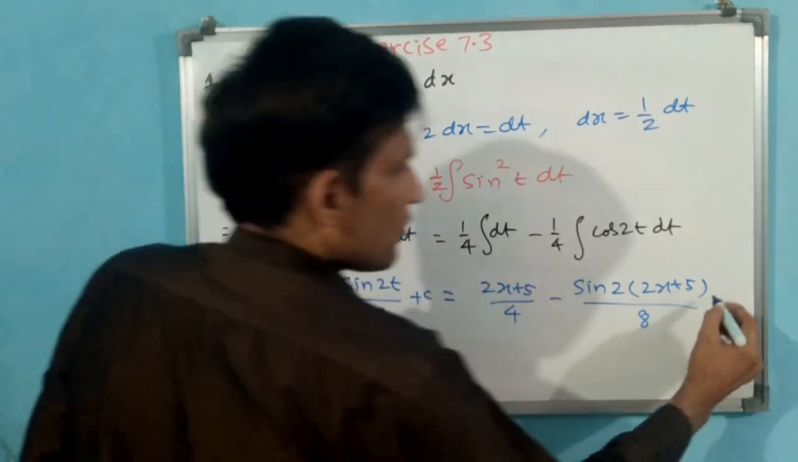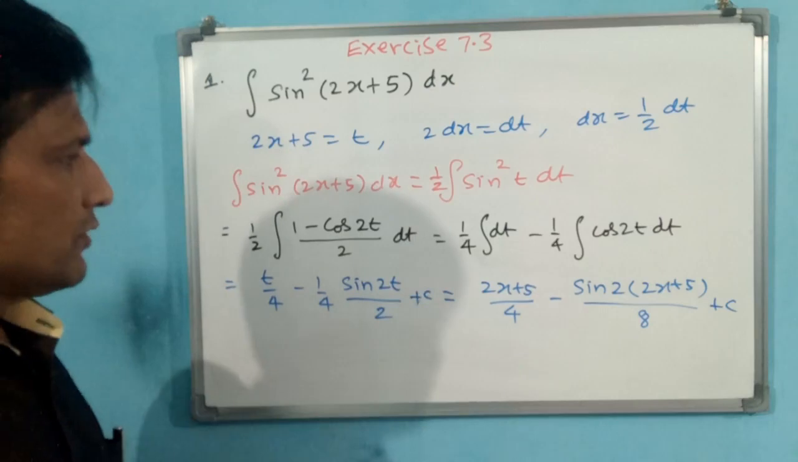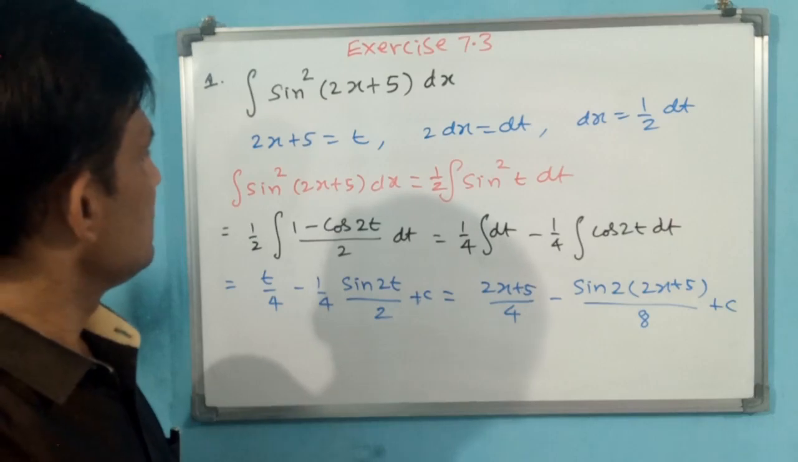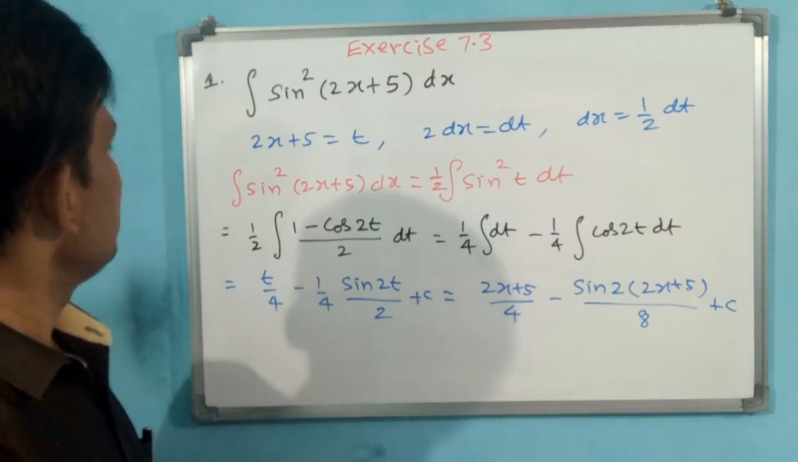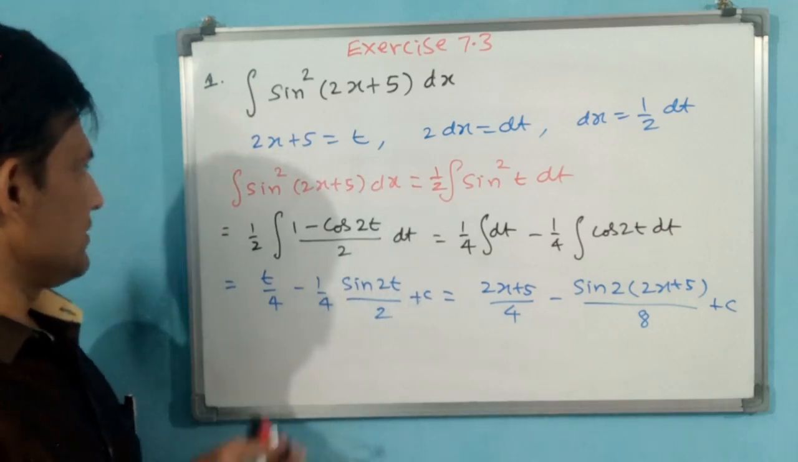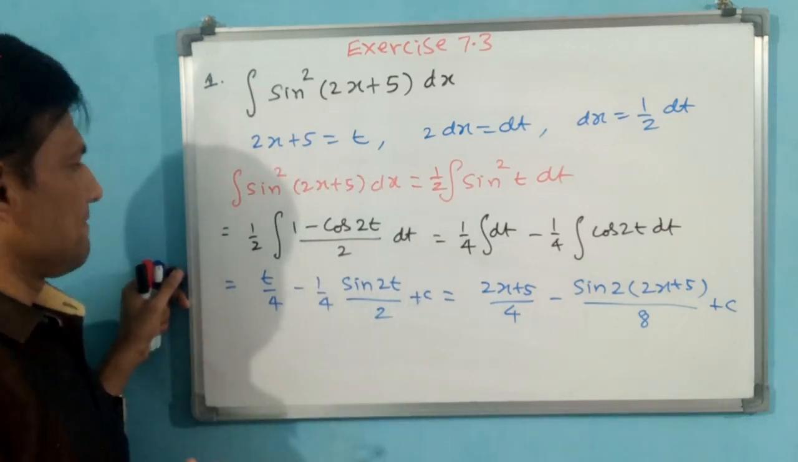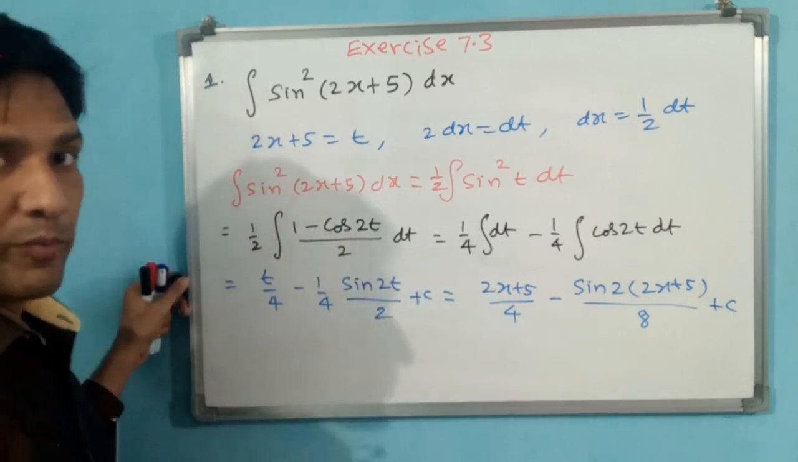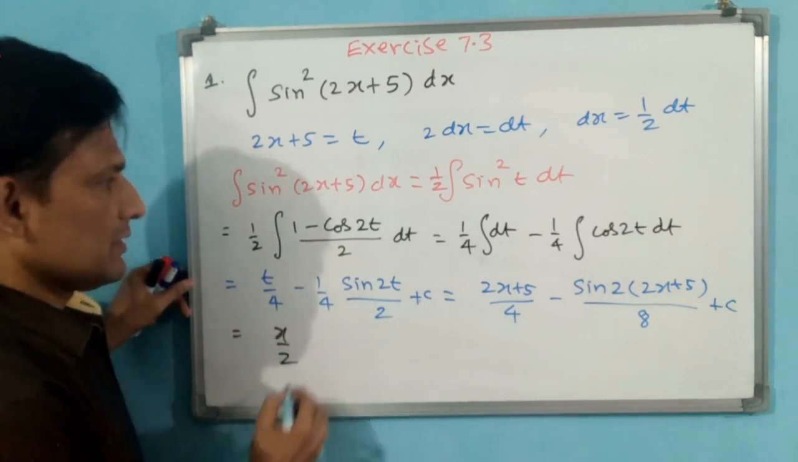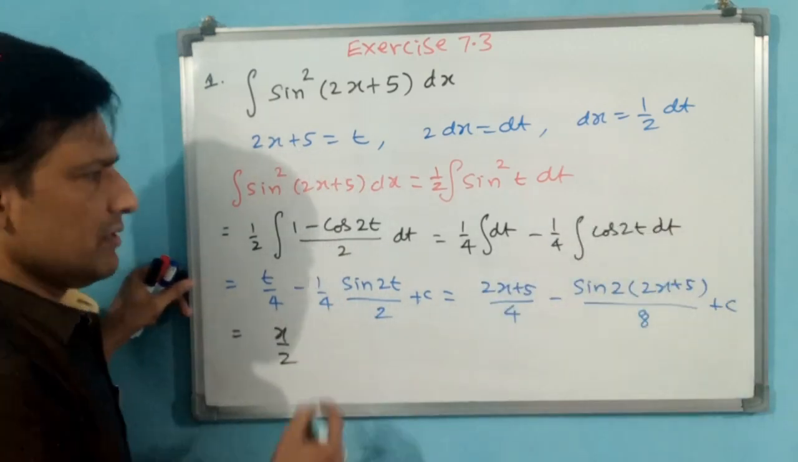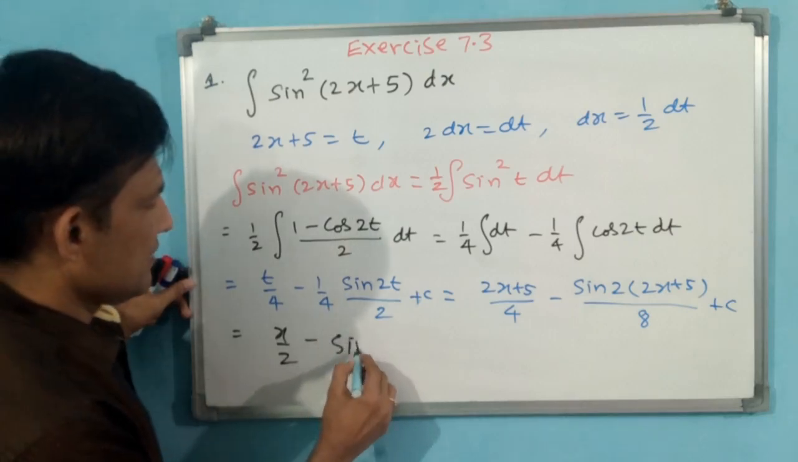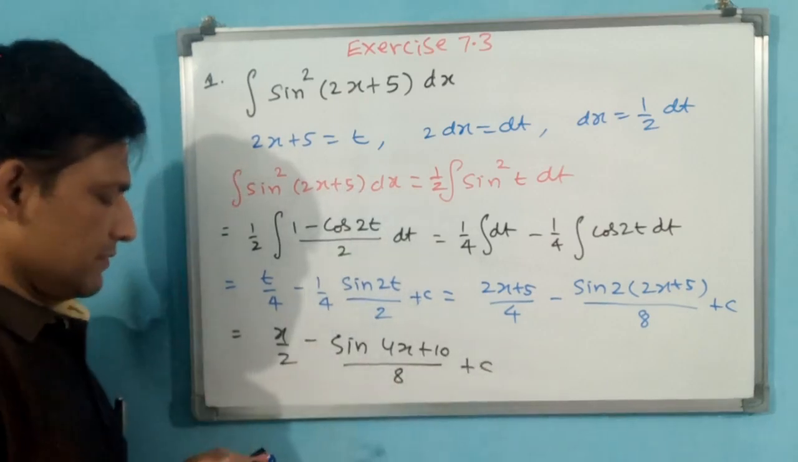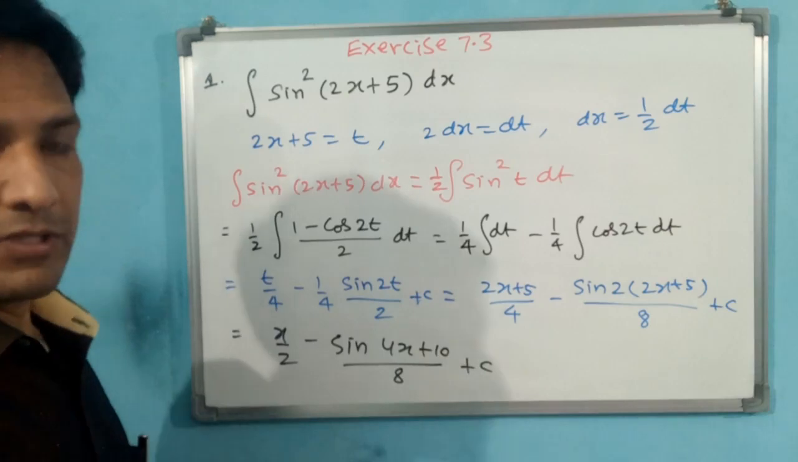Okay, over? No. Why? Because if you observe the logic here, 2x by 4. Wait a minute, have I done anything wrong? Okay, 2x by 4 means x by 2 will come, 5 by 4 you mix in c. Okay, minus sin 4x plus 10 by 8 plus c. Okay, take this, we will go for the next question.